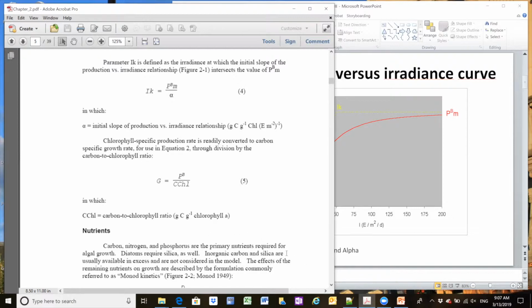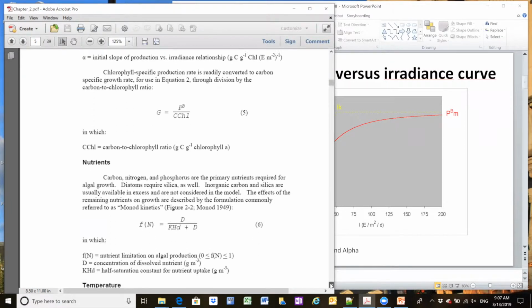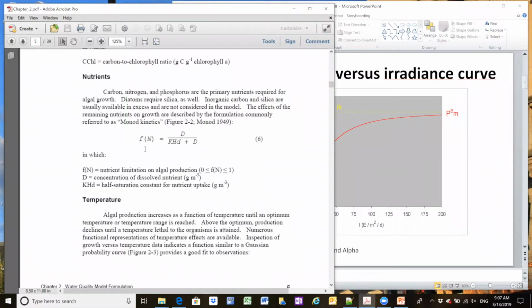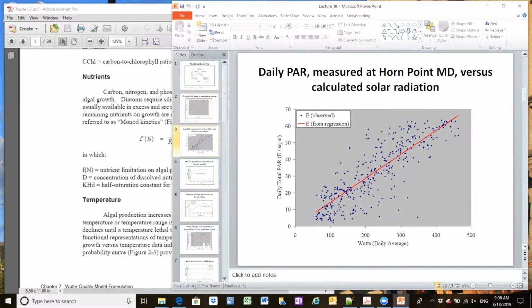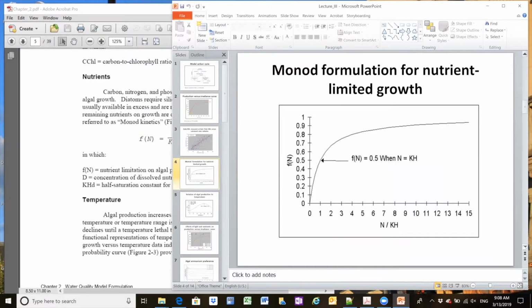Now, what about nutrients? Remember that the two things that determine algal growth rate are light and nutrients. And here we are. This is what Jim was talking about a moment or two ago, a Monod equation, also called Michaelis-Menten. And it looks a lot like that production versus irradiance curve. The shape in general is that. We'll look at the equation for a minute. This should be pretty standard or familiar to everybody.